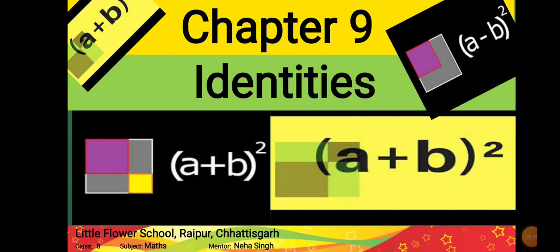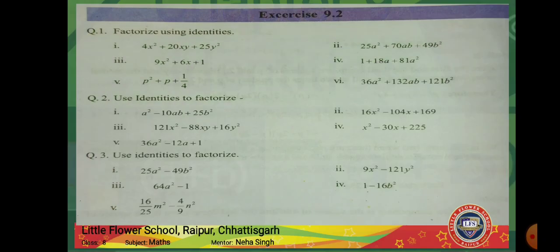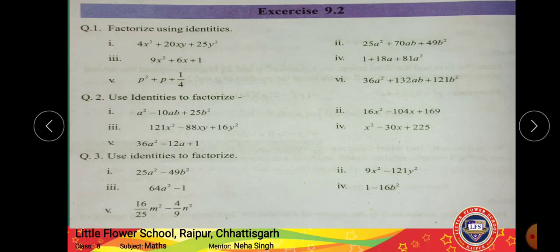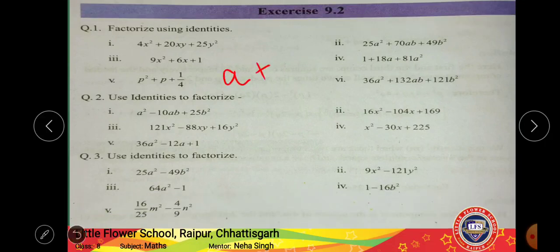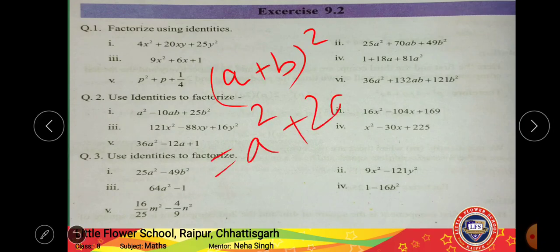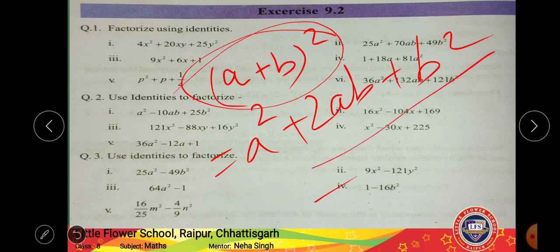Hello students, let us start with the next exercise of chapter 9, exercise 9.2. First question is factorize using identities. Till now what we were doing, we were using the formula a plus b whole square equals a square plus 2ab plus b square, and similarly for minus. This was given and in this form we had to find it, right?